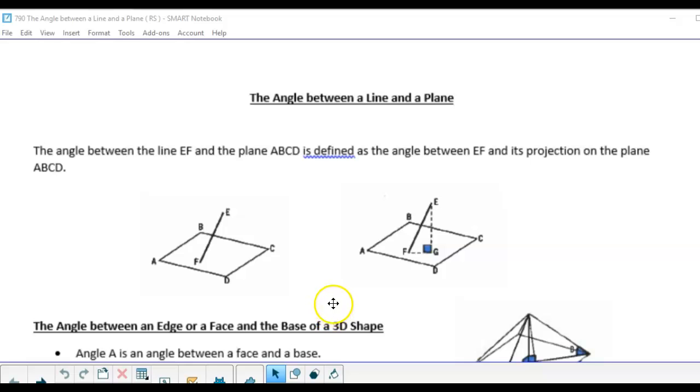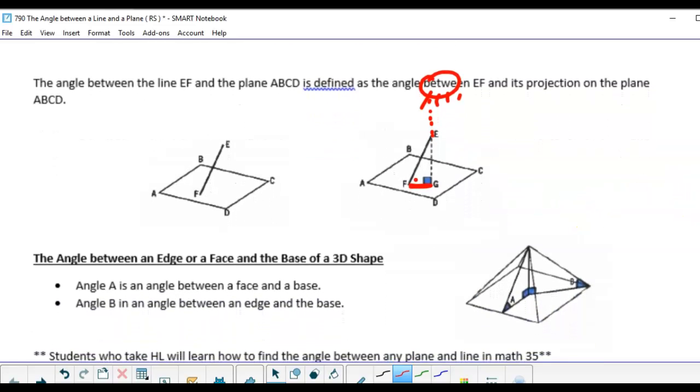Okay, we're going to look at calculating the angle between a line and a plane. The angle between the line EF and the plane ABCD is defined as the angle between EF and its projection onto the plane. The projection is this dotted line down here, FG. It's like if you shone a light up here, and the shadow that line would make on the plane would be there. This is coming down perpendicular, and that is the projection. So really what we're trying to find is that angle in there.